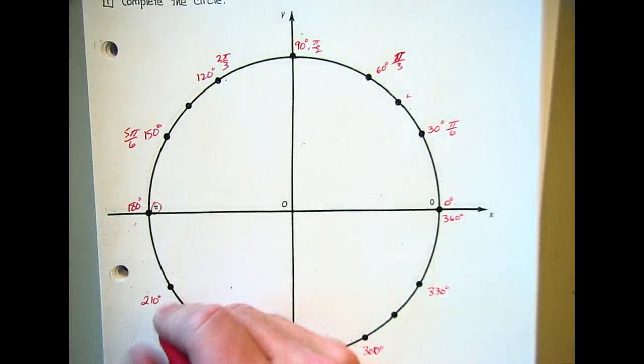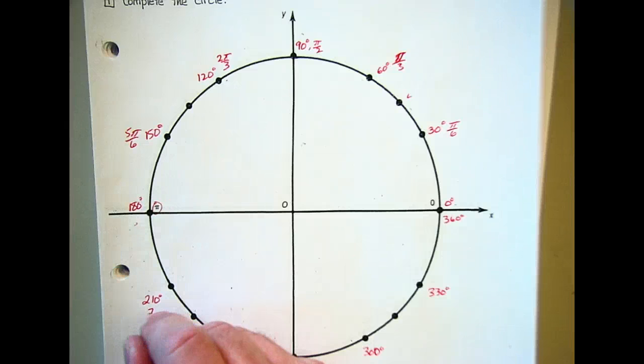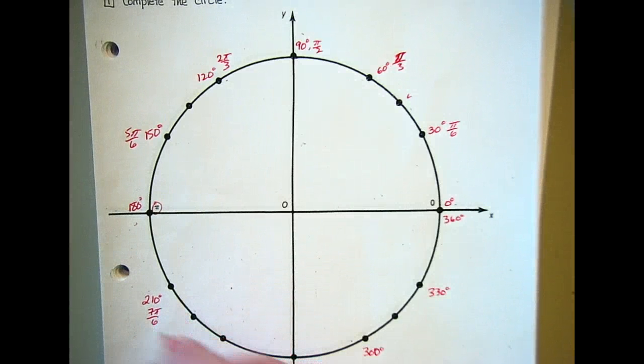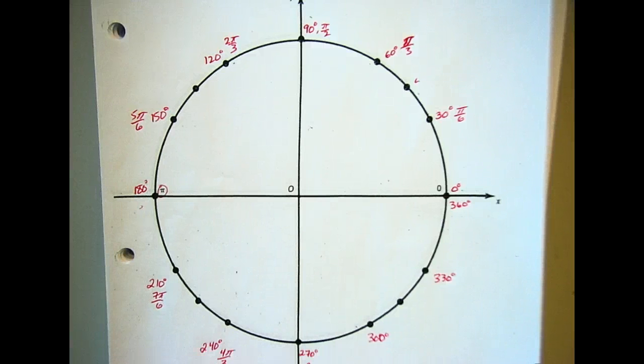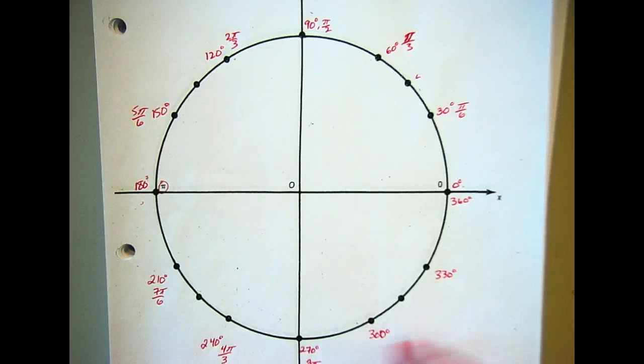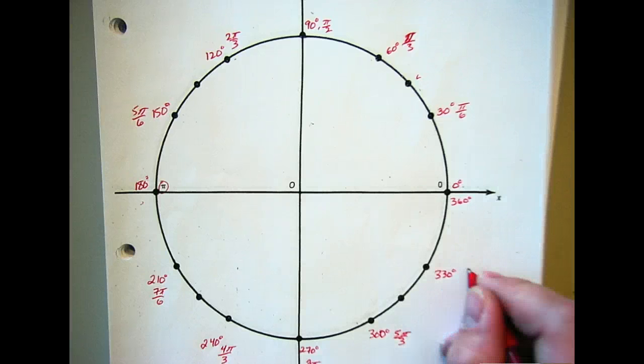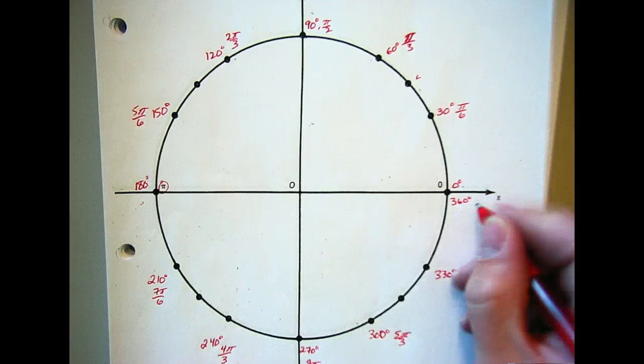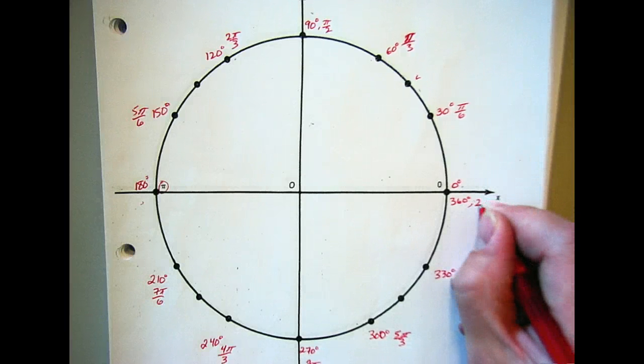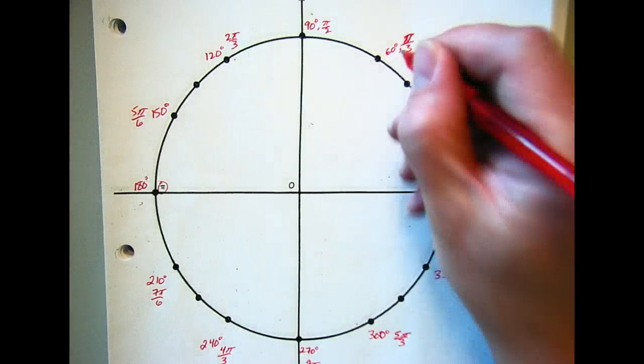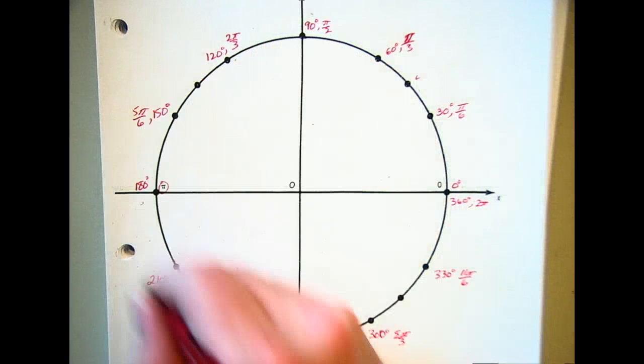Okay, and so that's 6 pi over 6, 7 pi over 6, 8 pi over 6, 9 pi over 6, 10 pi over 6, 11 pi over 6, and 12 pi over 6, or 2 pi. Okay, so we have all of our radian measures for the 30s.